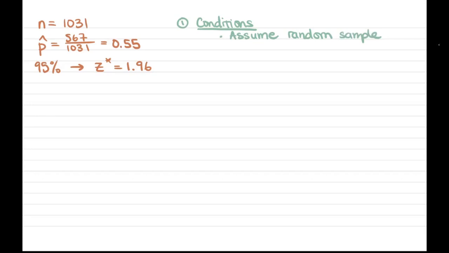All right. Second condition, n p and n q for proportion. So here I got 1,031 times 0.55. Here I got 1,031 times 0.45. This gets me 567, which is greater than or equal to 10. And this one gets me 464, which is also greater than 10. All right, so same exact conditions.